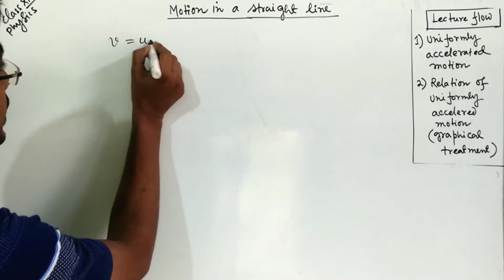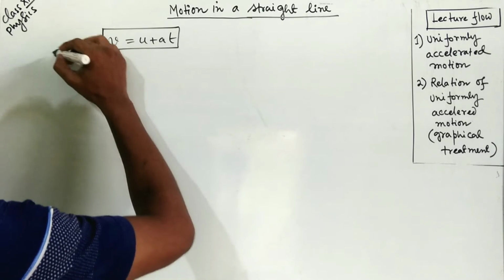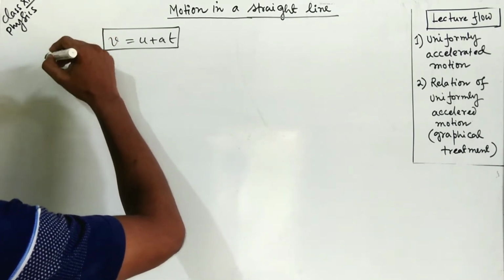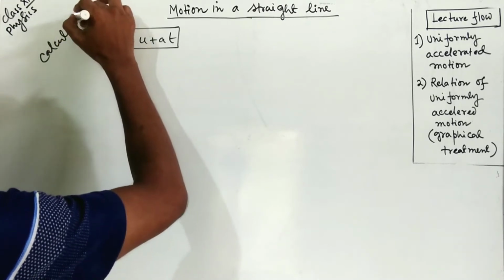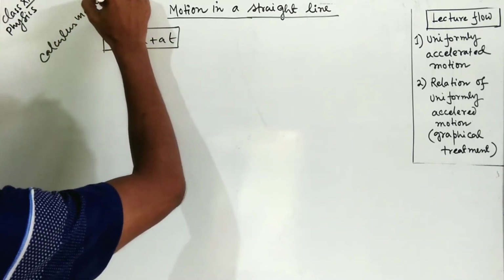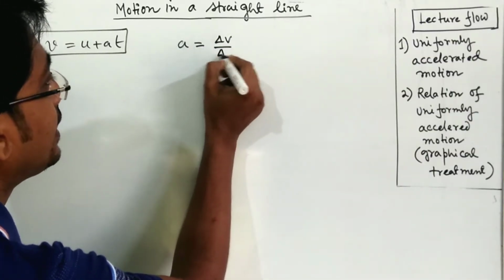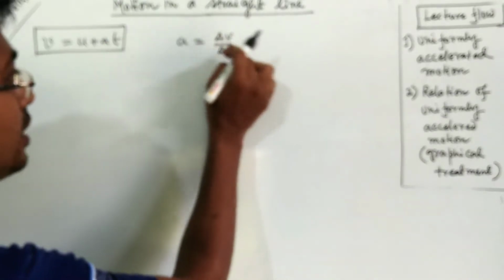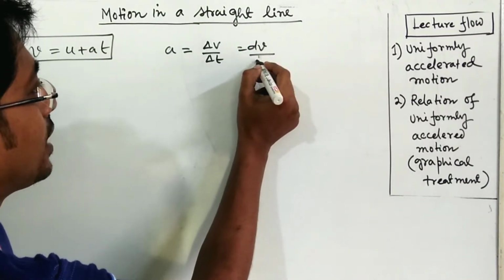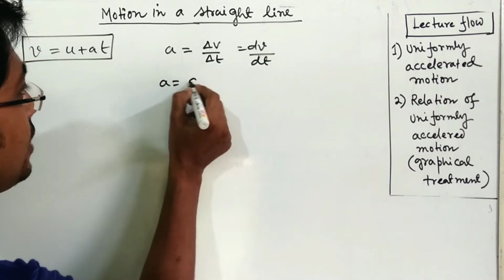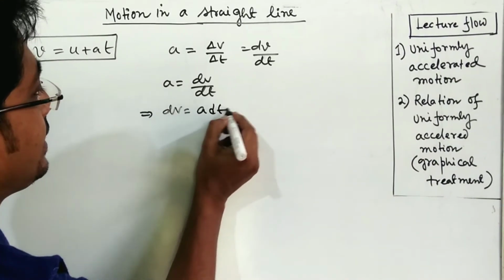v is equal to u plus at. This formula we have to deduce. First of all, we are following the calculus method. Acceleration is equal to, we know, delta v by delta t. In a very short interval of time, delta v will be equal to dv and delta t will be equal to dt. So a is equal to dv by dt. dv is equal to a dt.